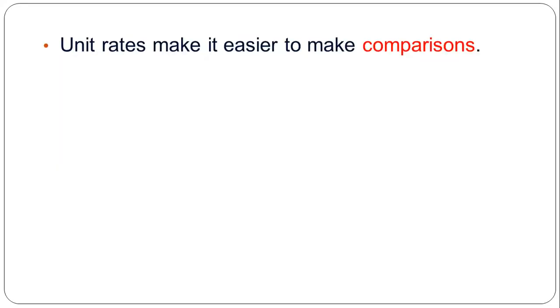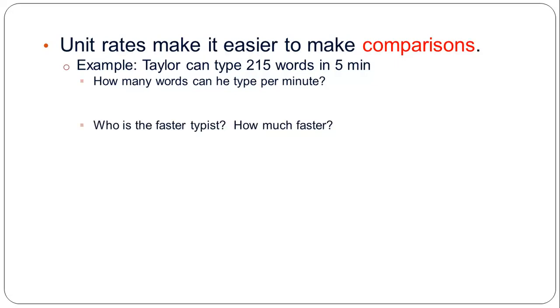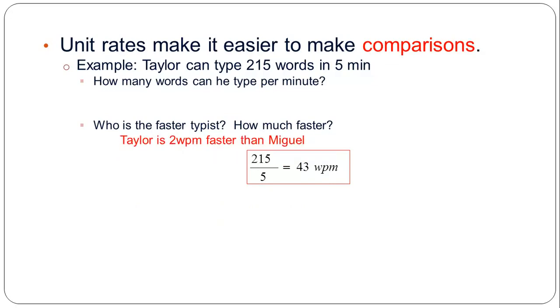Now, unit rates make it easier to make comparisons. Example, Taylor can type 215 words in 5 minutes. How many words can he type per minute? 215 words in 5 minutes. Who is the faster typist? So 215/5, that is 43 words per minute. And Taylor is 2 words per minute faster than Miguel. So yun kagaya tayo nag-compare tayo ng rates.